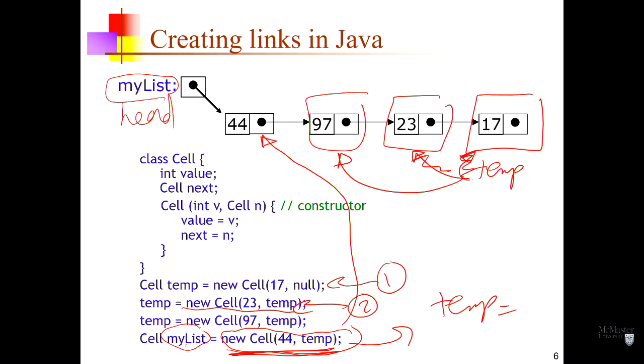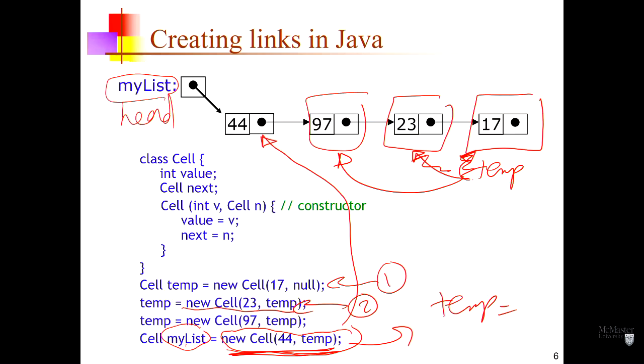Because how many times did we change the reference of temp? Just 3 times. The first one, it was pointing to the tail. The second one is pointing here. The third one is pointing here. In the fourth one, we didn't change temp, right? We just created a new reference, which we called my list. Make sense? So after the end of this code, temp would actually be pointing to 97, right? Make sense? The head would be my list, right?